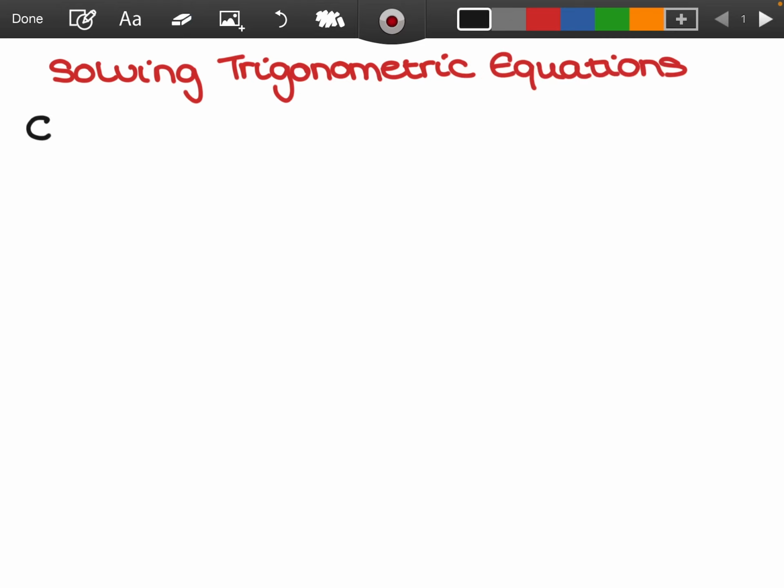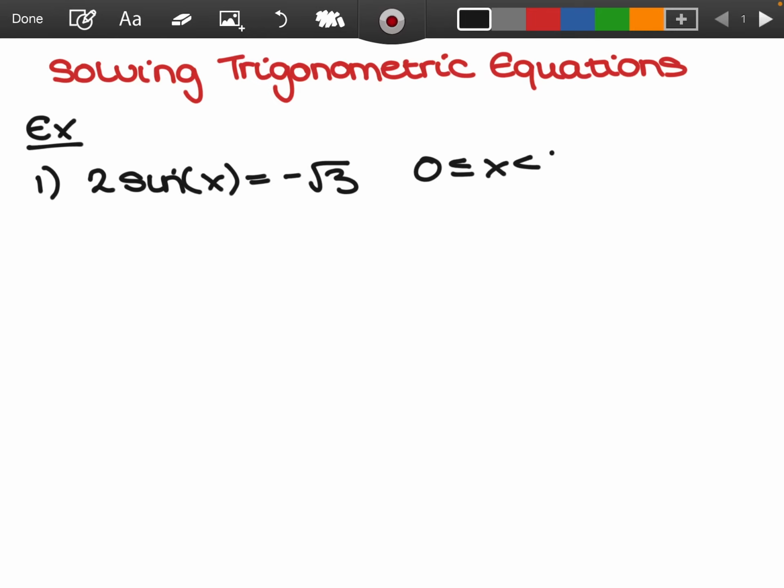So the first set of examples that I'm going to look at, I'm going to look at solving 2 sine x is equal to negative the square root of 3, and a lot of the time they will give you an interval in which you need to solve this particular equation. If they don't, then you're going to have to solve it for all real numbers, and we'll come to that in a bit. But first of all, I'm trying to find any angle such that 2 sine x is equal to negative the square root of 3.